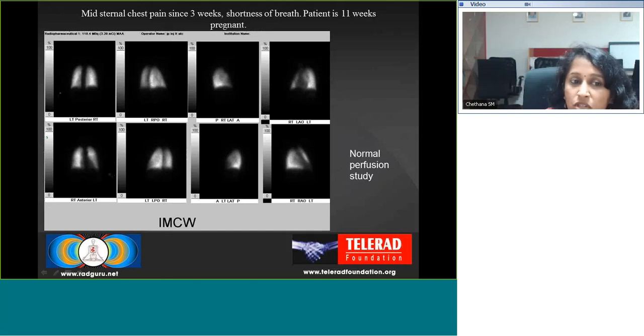So these perfusion images are completely normal. This is particularly a normal perfusion study. So this rules out chances of pulmonary thromboembolism in this pregnant patient.